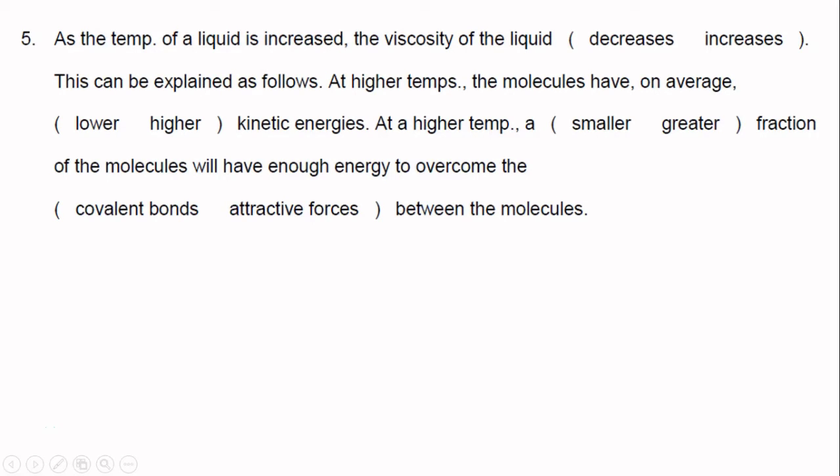Number 5 is talking about the relationship between temperature and viscosity. As the temperature of a liquid is increased, the viscosity of the liquid decreases. Remember that something like maple syrup will pour more easily when it's warm, and it will pour more slowly when it's very cold. So this effect of increasing temperature and decreasing viscosity can be explained as follows.